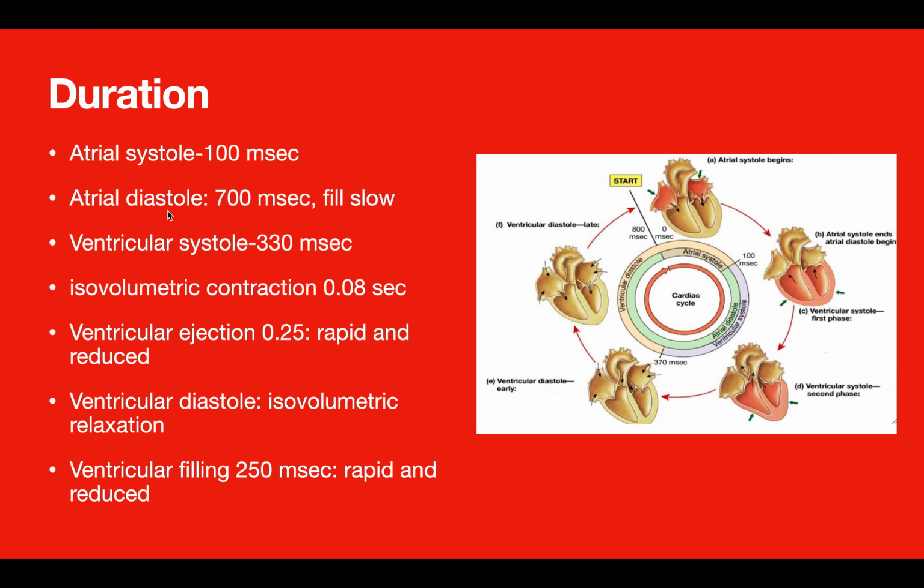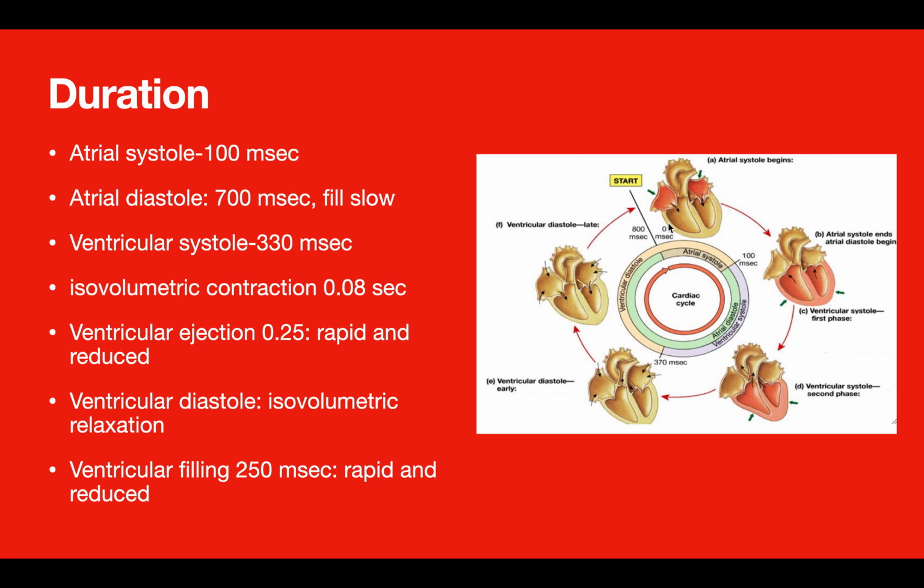Atrial diastole is going to be the very slowest process of the cardiac cycle, because it has to wait for the entire blood to circulate through the body and into the inferior and superior vena cava and then fall in. So it's going to be the slowest just because it has to wait the longest.